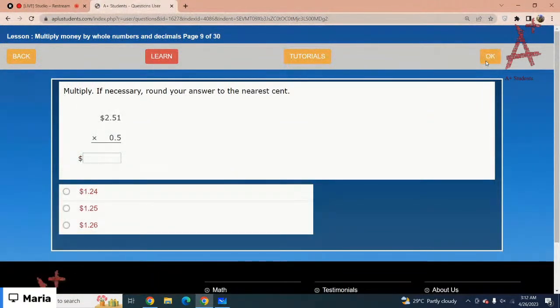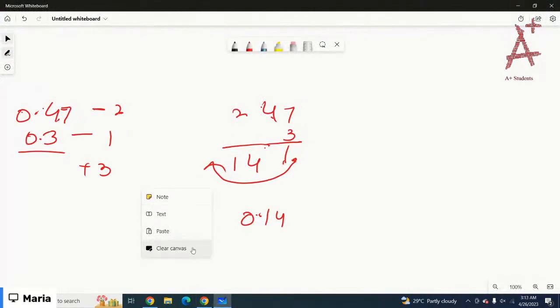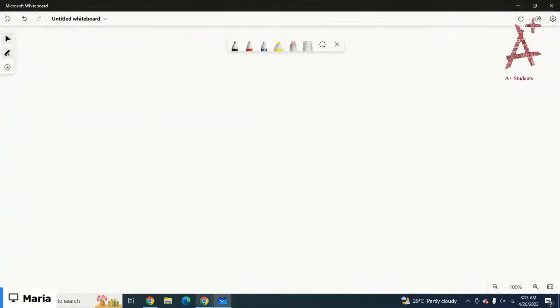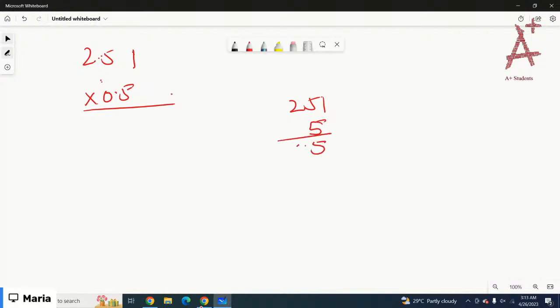Okay, the next one is 2.51 times 0.5. So let's just multiply without the decimal point. 5 times 1 is 5. 5 times 5 is 25. 5 times 2 is 10, and you have 212.